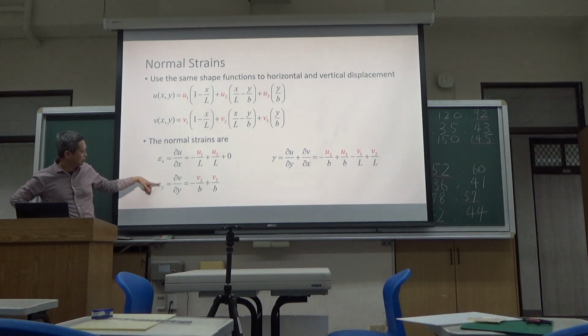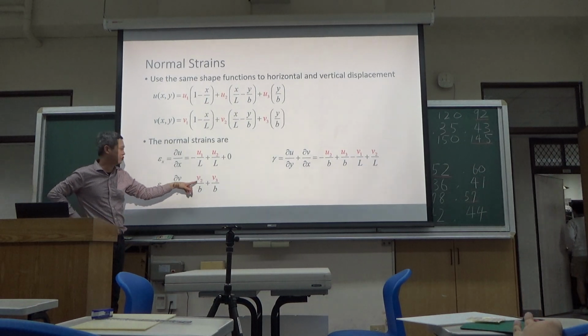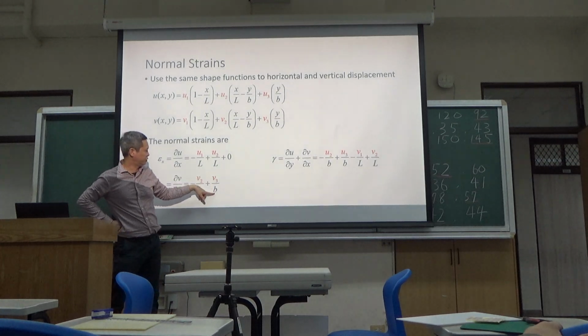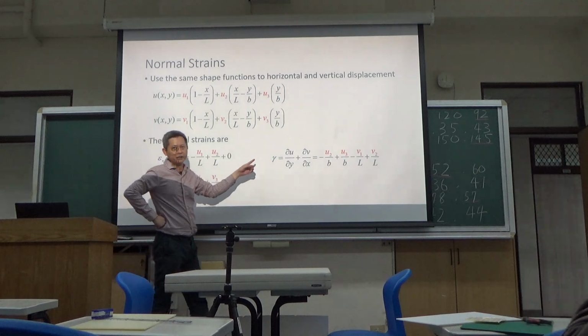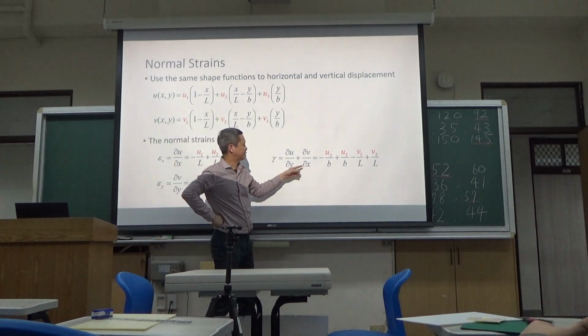And then next, what's the normal strain in the y direction? It is del v del y. Then you find the expression is v2 over b plus v3 over b. And lastly, the shear strain is del u over del y plus del v over del x.